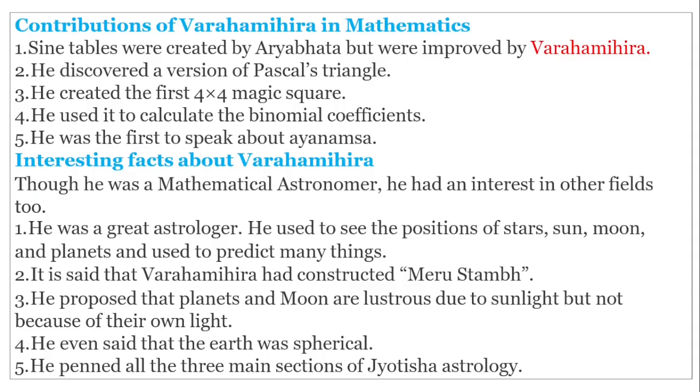So the sum of the numbers in each row, each column, and also on the two diagonals is the same. And he constructed this magic square. He was the first one to talk about Ayanamsha or Ayanabhaga. Ayanamsha and Ayanabhaga are a very complex thing in astronomy.